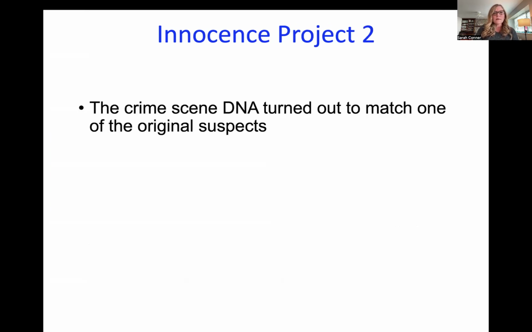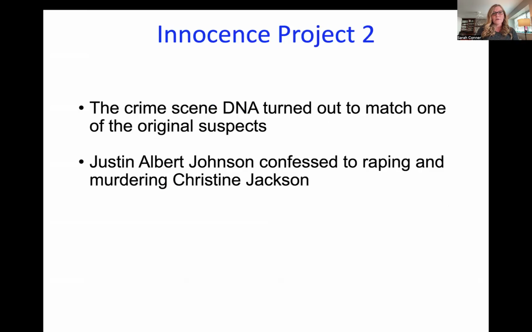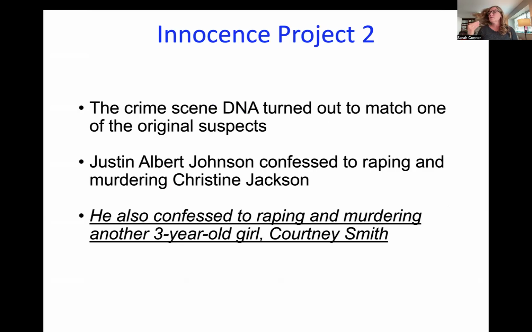Another project, again, the crime scene turned out to match one of the original suspects. So then they looked back at all of the other DNA samples that they had. And a guy named Justin Albert Johnson confessed to raping and murdering Christine Jackson. He also confessed to raping and murdering another 3-year-old. And so if they would have just done due diligence, they might have found this out a little bit earlier. So he spent 15 years in prison for something he didn't do.